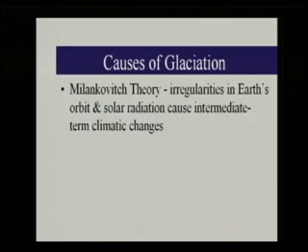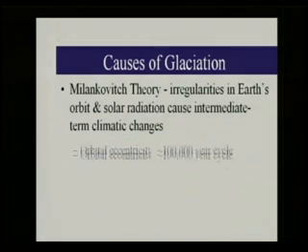But what about those intermediate climatic changes? Well, the Milankovitch theory accounts for irregularities in the Earth's orbit and solar radiation changes as causes for intermediate climatic change. In particular, Milankovitch looked at 3 different variables in the amount of solar radiation reaching the Earth's surface.